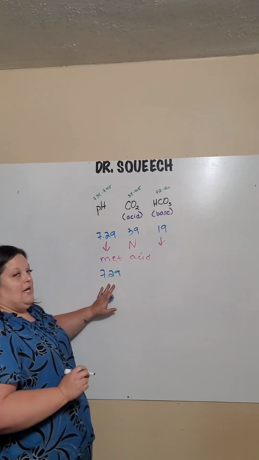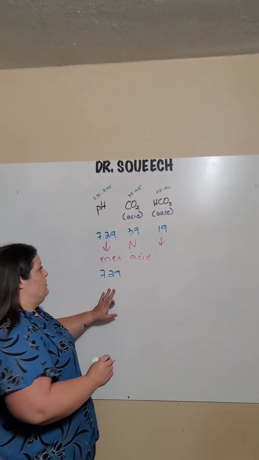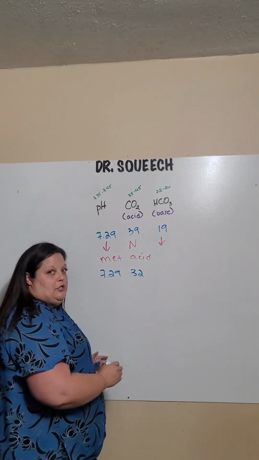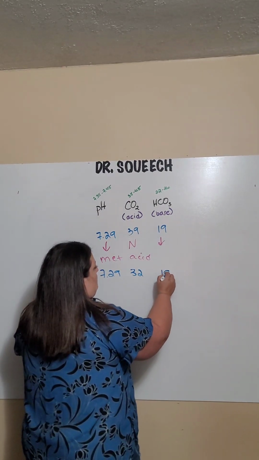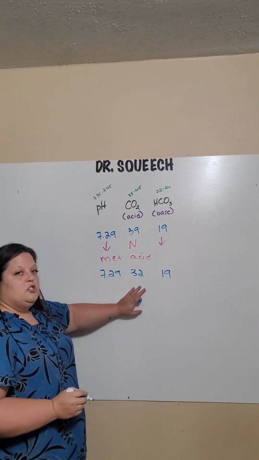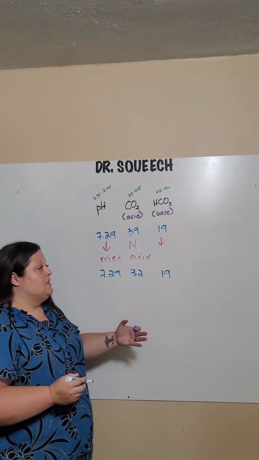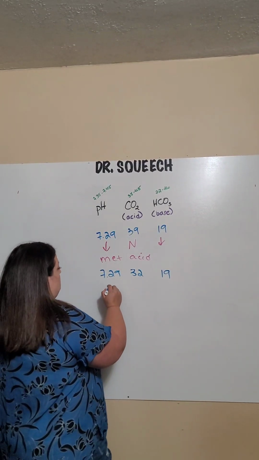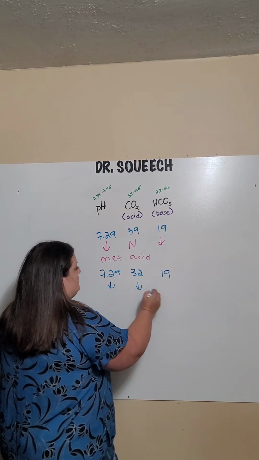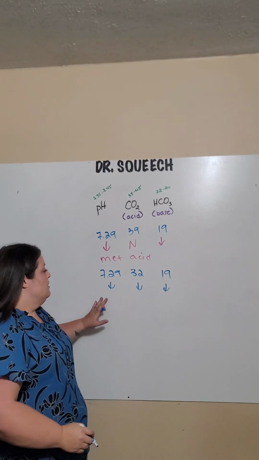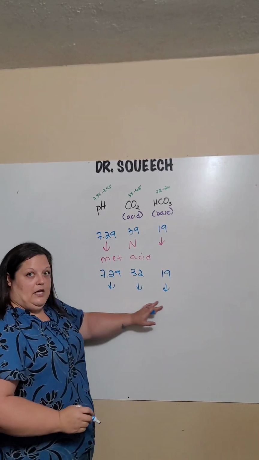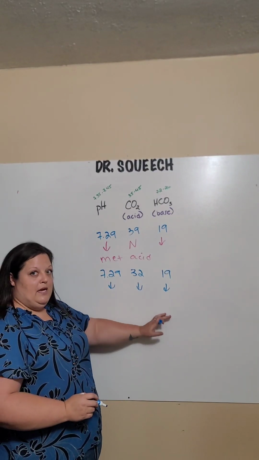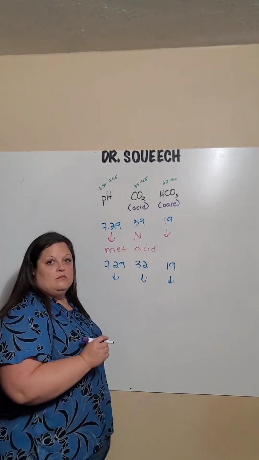So say the next set is a pH of 7.29, but then the CO2 goes to 32. And say the bicarb even stayed the same. What this shows us is that the body's trying to do something to fix this pH. So this is still low, but now this is low and this is low. Because all three are low, we call this one partially compensated metabolic acidosis.